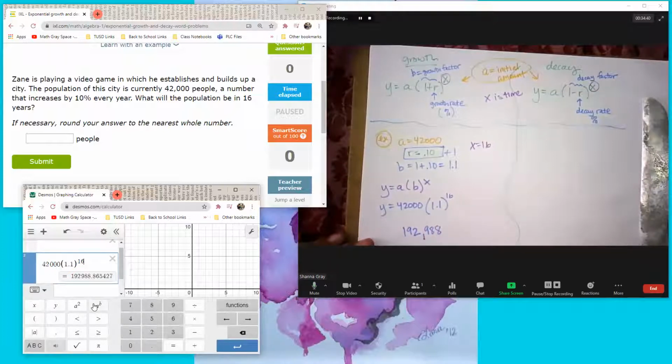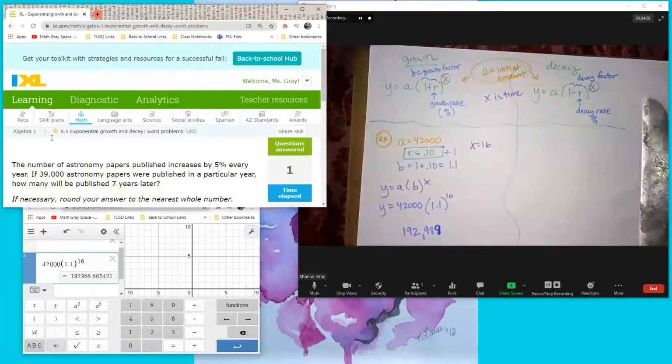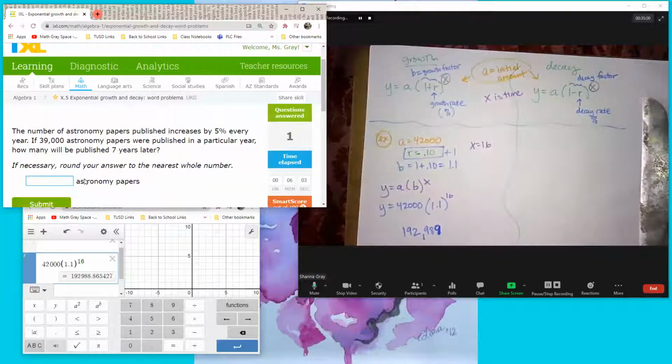988. Round to the nearest whole number, which I guess in this case would be 9. So let's make sure that works. 192. Yeah, good job.